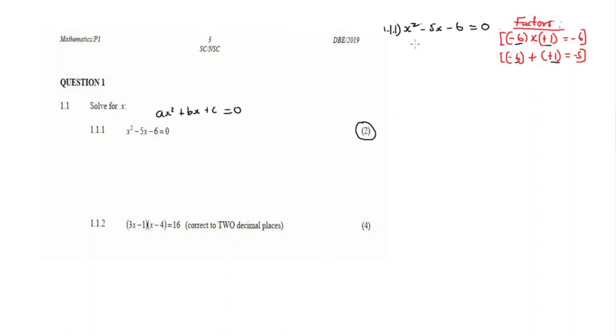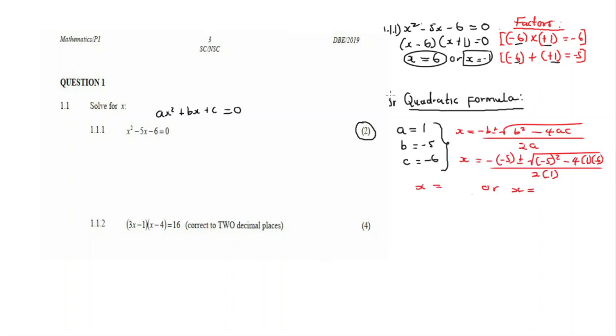So therefore our factors are (x minus 6)(x plus 1) equal to 0. So therefore the roots for our equation are x equal to 6 or x equal to negative 1. So these are the roots for our equation. Or you can even use the quadratic formula. Let's use the quadratic formula and see if it gives the same result.